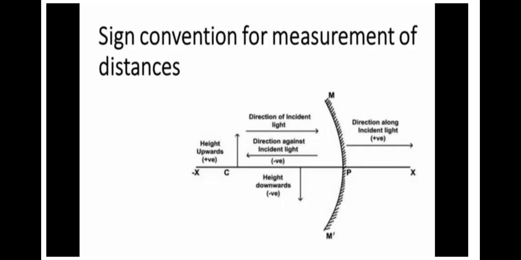This sign convention is for spherical mirrors, and we will use it for problem sums. It is very important. Let's learn the mirror equation. 1 by f is equal to 1 by u plus 1 by v. u is the distance of the object, v is the distance of the image, f is the focal length.